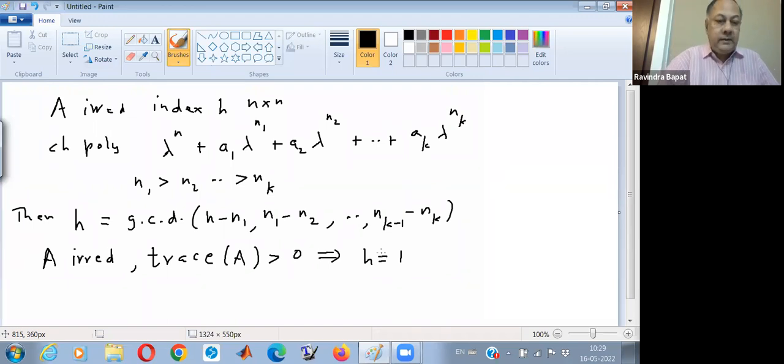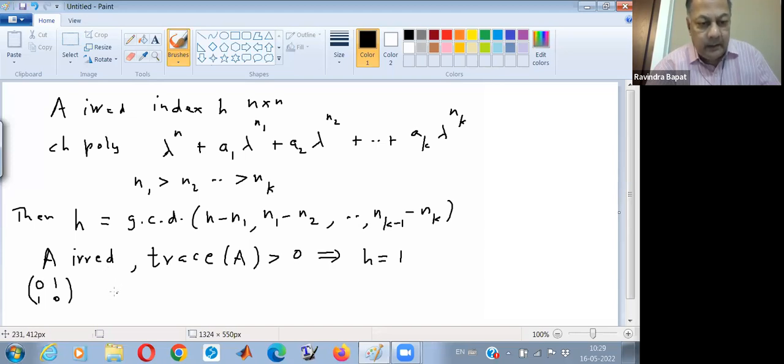I was mentioning that there is one more definition. I initially said 3 definitions, but I was not remembering. So there's one more way of describing the index of imprimitivity. Let's go back to this example, the 2 by 2 example. The problem with this example is that if you take powers, it never becomes positive.